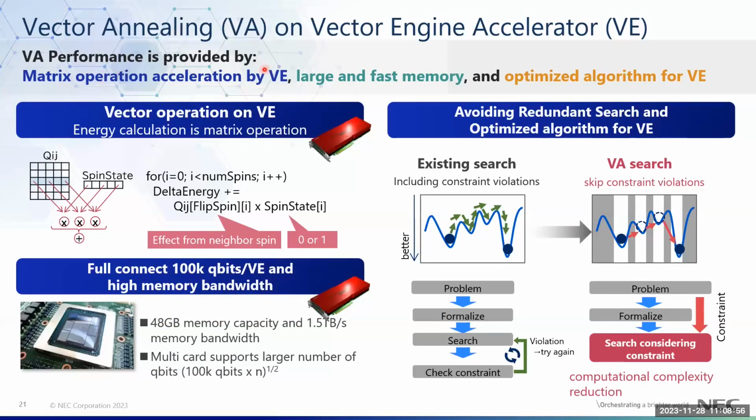So when we say vector annealing, we are talking about annealing specific to the vector engine. And these are the features of the hardware that make this a very well performing solution for annealing-like operations. And that's covered on the left side of the slide. This is the hardware aspect of vector annealing. The software aspect of vector annealing is represented on the right side.